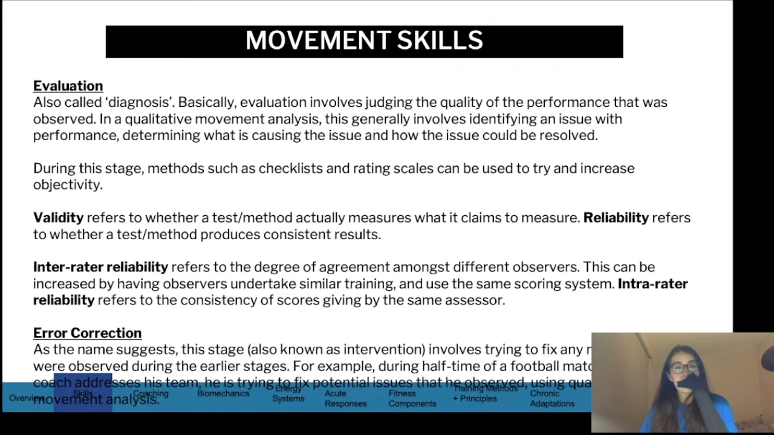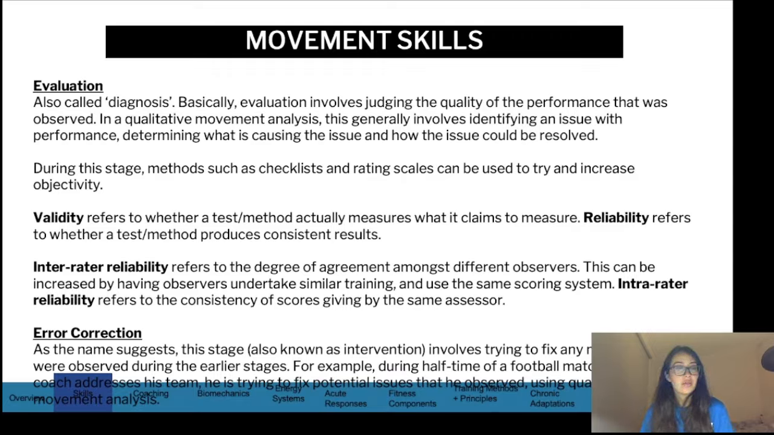Anyway, we've got the next stage, which is the evaluation stage. It's also called the diagnosis stage. So basically, evaluation involves judging the quality of performance that was observed. In a qualitative movement analysis, it involves identifying an issue. It's like when your teachers evaluate your performance in school, they're judging your performance in order to help you improve, right? That's what evaluation is in coaching, so in qualitative movement analysis. We can use things such as checklists and rating scales to try and increase objectivity and evaluate or categorize the performance of the individual.